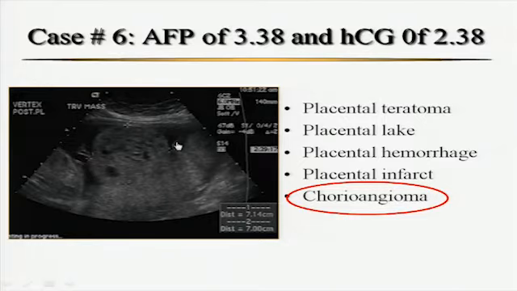Because the kidneys are making 80% of the fluid around the baby. So if there's not as much blood supply going to the baby's kidneys, one of the first effects you see is a decrease in the amount of fluid around the baby. So this was a chorioangioma.